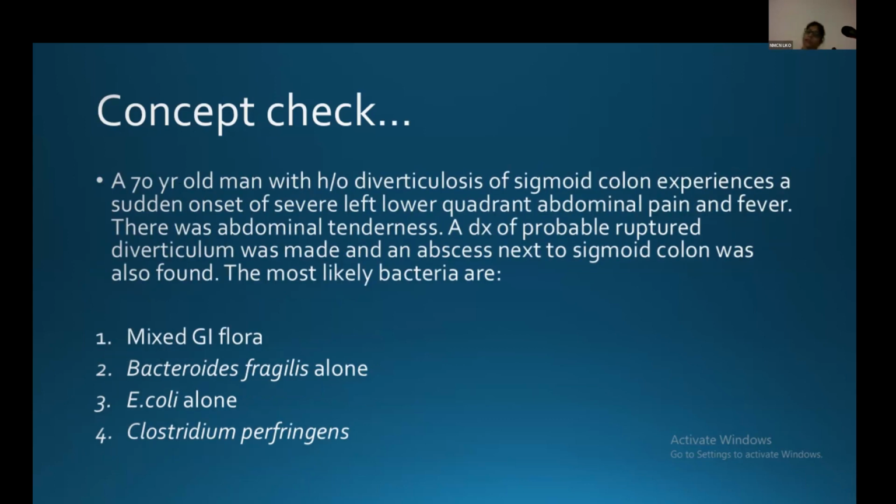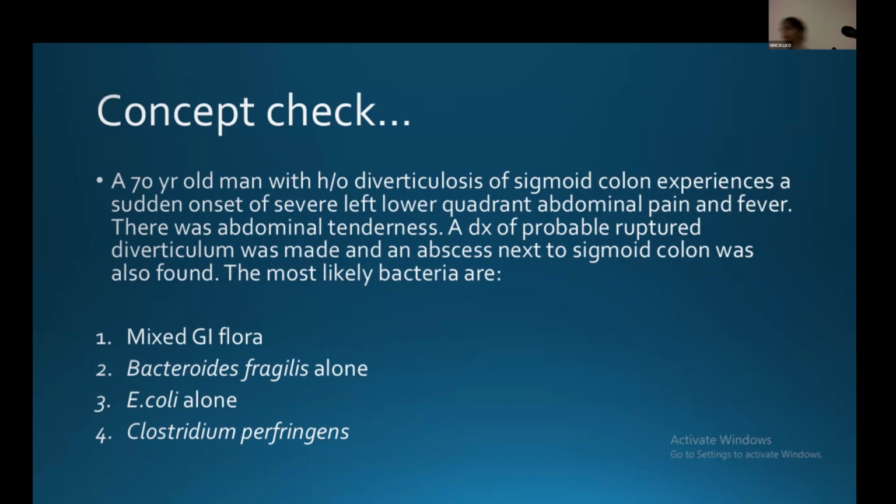Next, a 70-year-old man with a history of diverticulosis of the sigmoid colon experiences a sudden onset of severe left lower quadrant abdominal pain and fever. There was abdominal tenderness also. A diagnosis of probable ruptured diverticulum was made, and an abscess next to the sigmoid colon was also found. The most likely bacteria are... The GI flora. Yes.